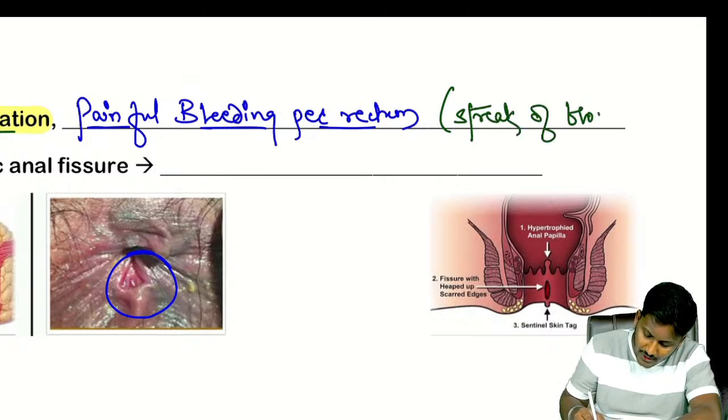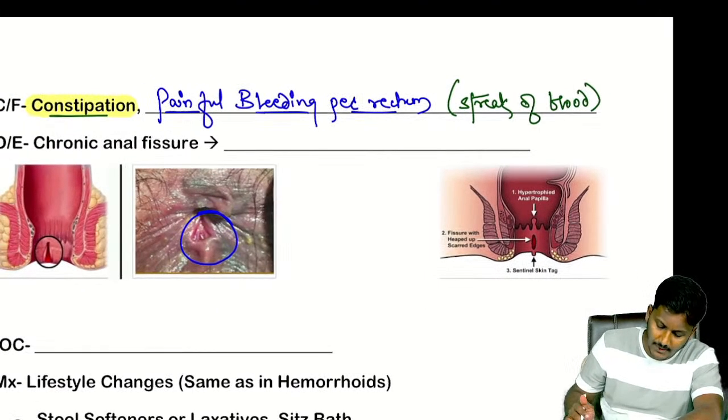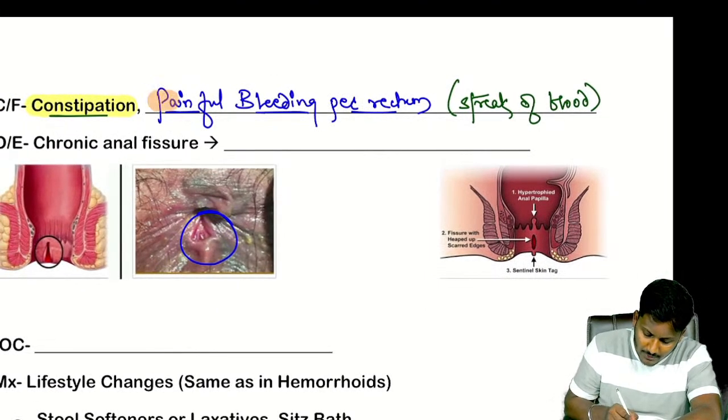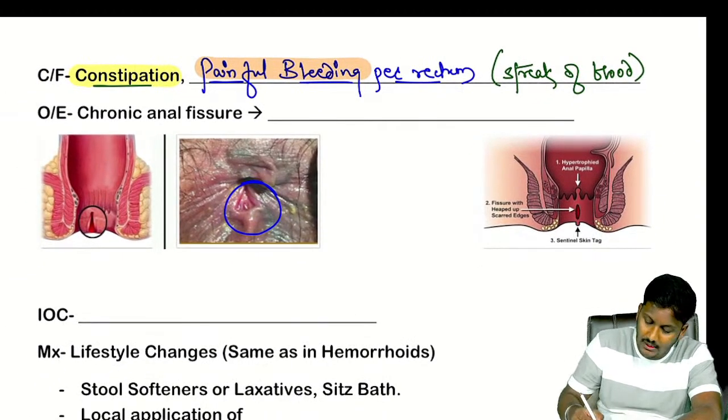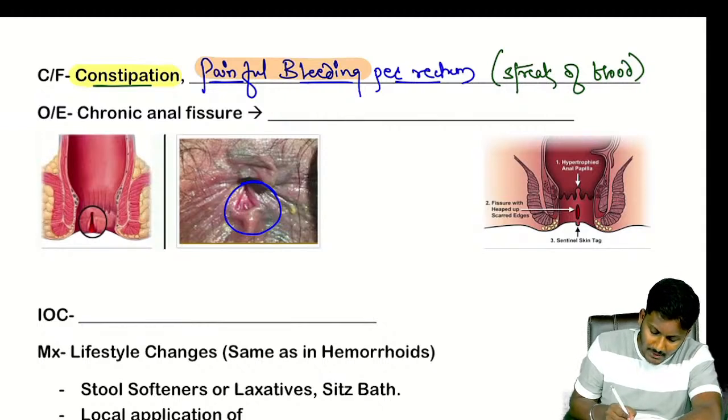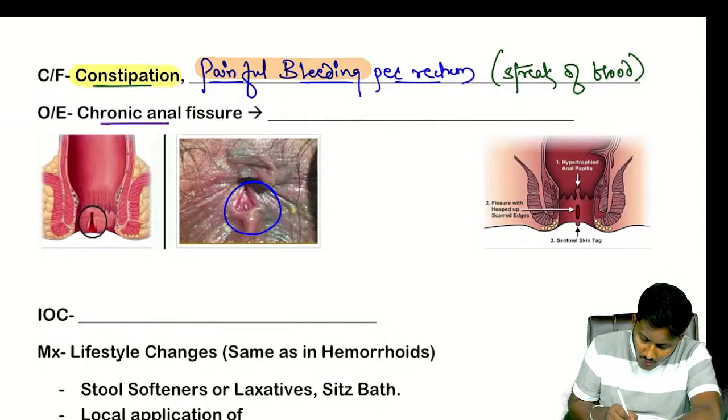There will be a streak of blood which will be seen on the stools. Okay? So please remember, beta, there will be a painful bleeding per rectum in a patient of anal fissure. If they ask you about a chronic anal fissure, beta, and if you are examining that chronic anal fissure, on the examination, what will be seen?